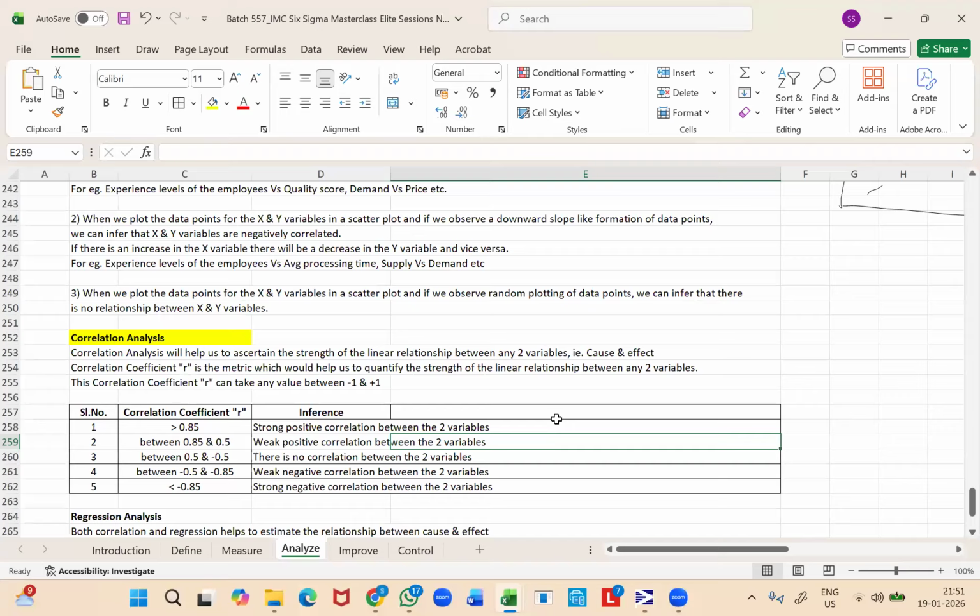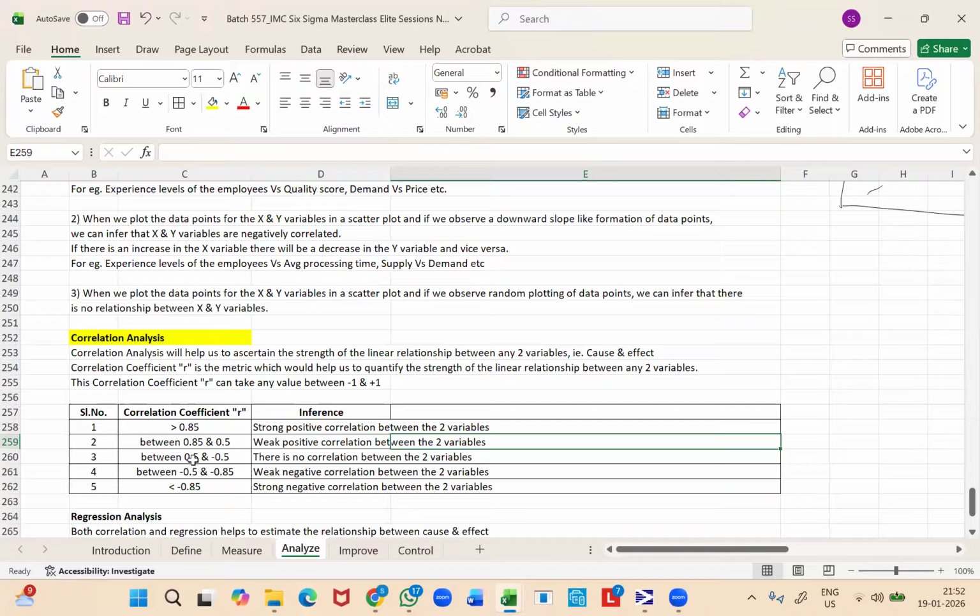So if the correlation coefficient value is going to be greater than plus 0.85, what is the inference we can come up with? We can say that there is a strong positive correlation existing between the two variables. So when it is greater than plus 0.85, that means it will be closer to +1. So in that case, we will say that there is a strong positive correlation existing between the two variables. On the other hand, if the correlation coefficient value is going to be between plus 0.85 and plus 0.5, then we will say that there is a weak positive correlation existing between the two variables.